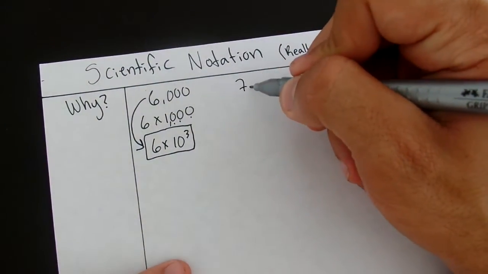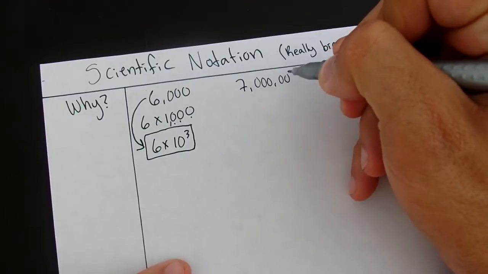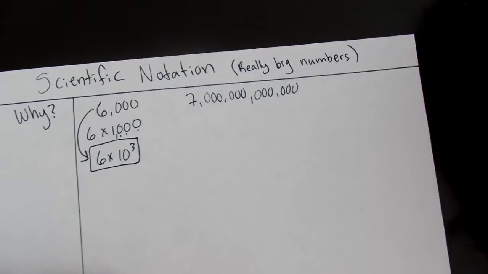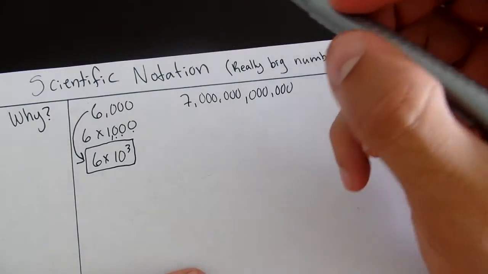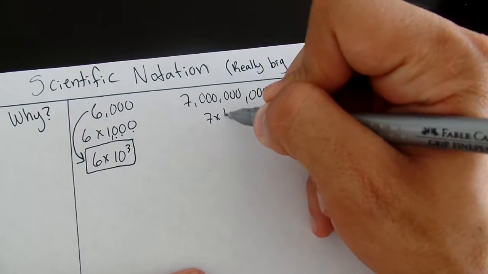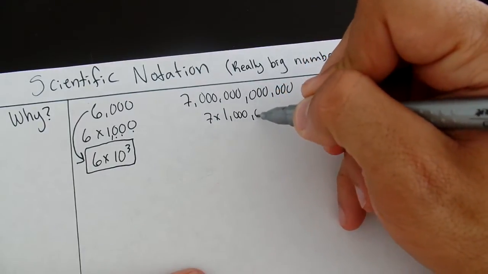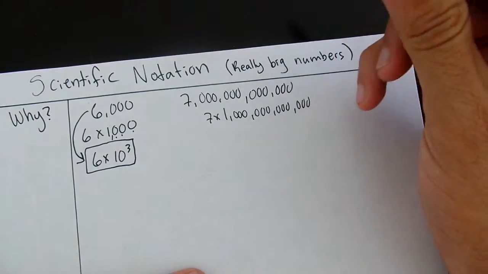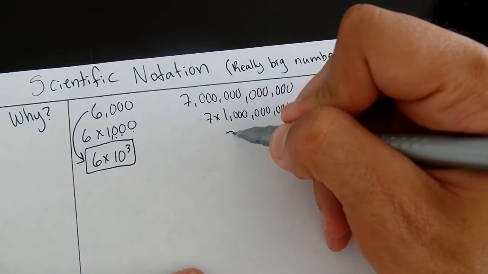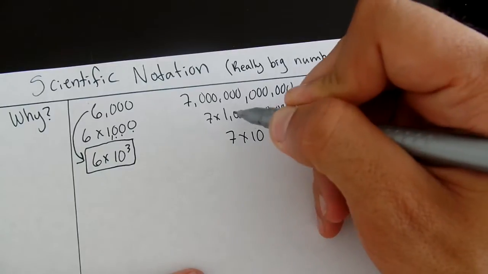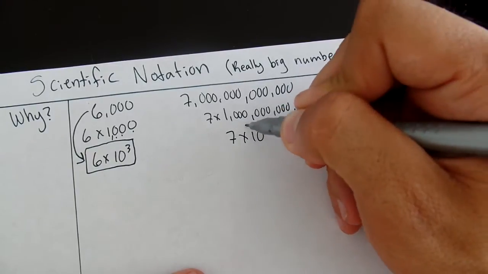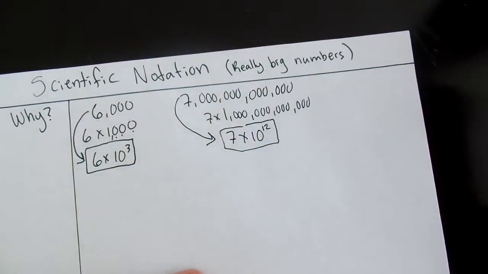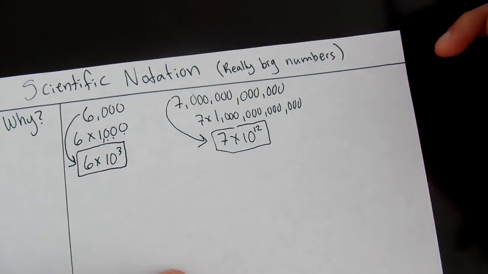Of course, we could have even bigger numbers. Now that's extremely obnoxious to write. We could write that as 7 times 1 followed by 1, 2, 3, 1, 2, 3, 1, 2, 3, 1, 2, 3. Okay, so there's 12 zeros. Or to even make this smaller, 7 times 10 to the 12, because there's 12 zeros. So for really big numbers, it makes it pretty easy.